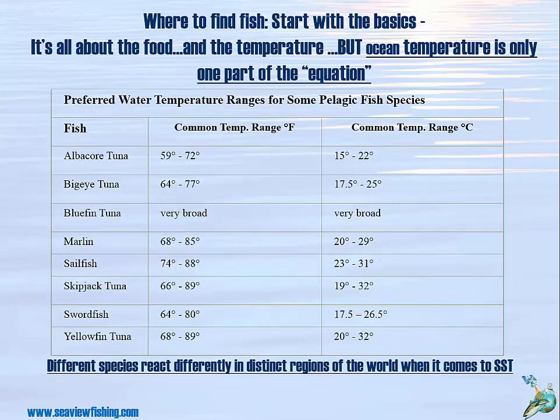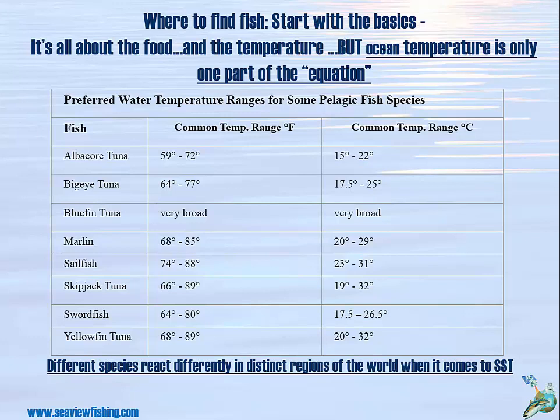So is the ocean temperature. Many of the larger fish species, such as tuna and swordfish, have preferred temperature ranges that they spend most of their time in. So finding just the right temperature range near an area of high biological productivity is a good start. But finding a certain sea surface temperature is just part of the equation, especially since different fish species react differently to sea surface temperature in different parts of the world.